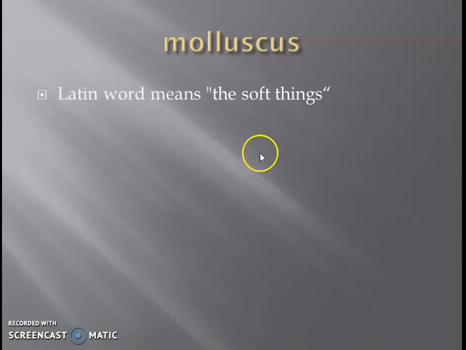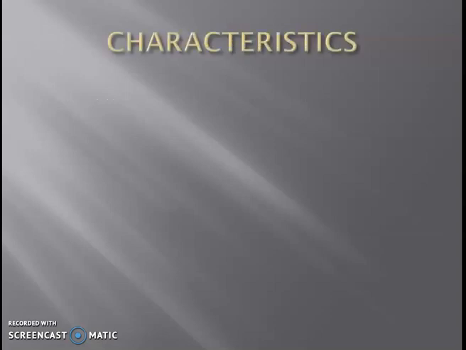Next, if we talk about the molluscs. The word mollusc comes from the Latin word mollis, which means soft. So this is a Latin word, mollis. It has been derived from mollis and later on got converted to mollusc. This word means soft things. So it means the animals belonging to this class have soft bodies. They have a very soft body.